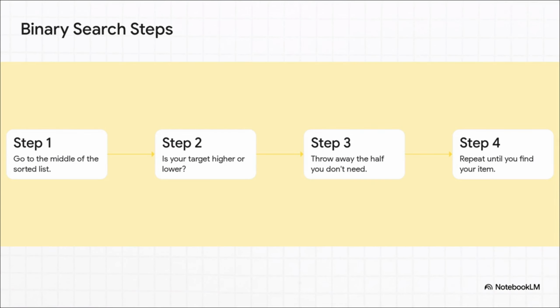But what if that list is sorted? Well, now we're talking. That changes everything. Now you can use a much smarter, faster method called a binary search. Instead of starting at the beginning, you jump straight to the middle of the list. You look at that item and you ask, is the thing I'm looking for higher or lower? If it's lower, you can instantly throw away the entire second half of the list. You don't even have to look at it. Then you just do it again with the half that's left. You chop the problem in half again and again and again.